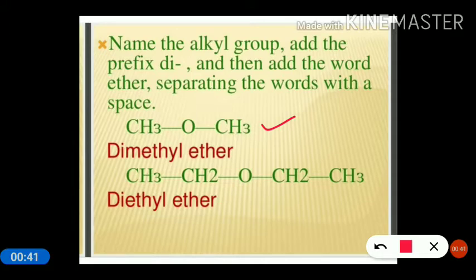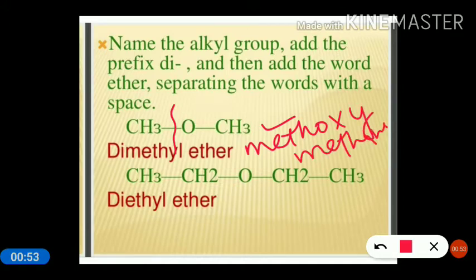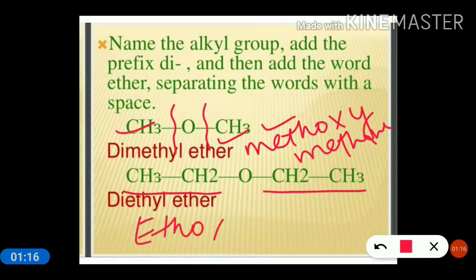When you write the IUPAC name, we write it as methoxymethane, right? Next one is diethyl ether. Again it is symmetric. Symmetric means on both sides of oxygen the same alkyl group is there, the same number of carbons in the chain. You can see here 2 carbon, here also 2 carbon. This is ethoxyethane.